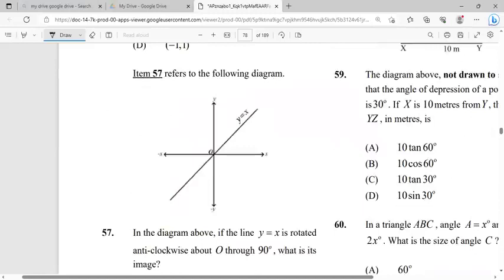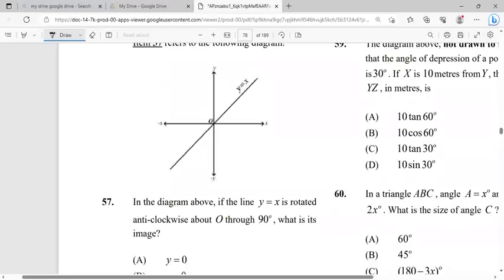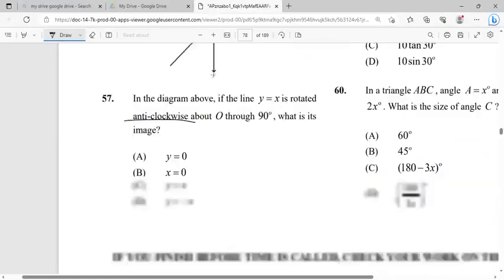Item 57, refer to the following diagram. The diagram above, if the line y equals x is rotated anti-clockwise, so we know it's going to be y equals -x.